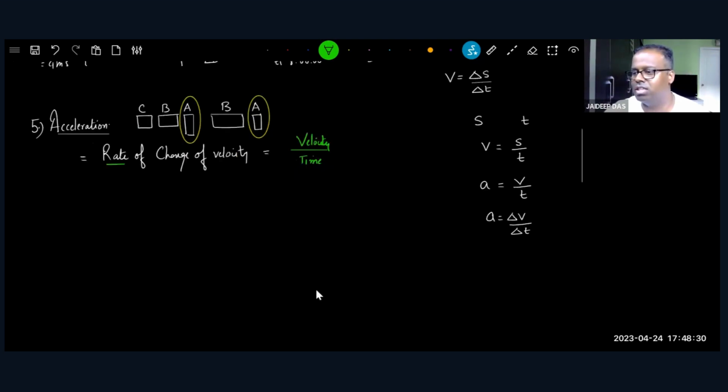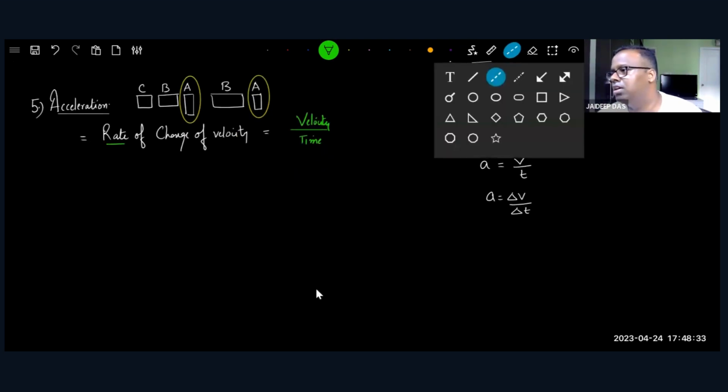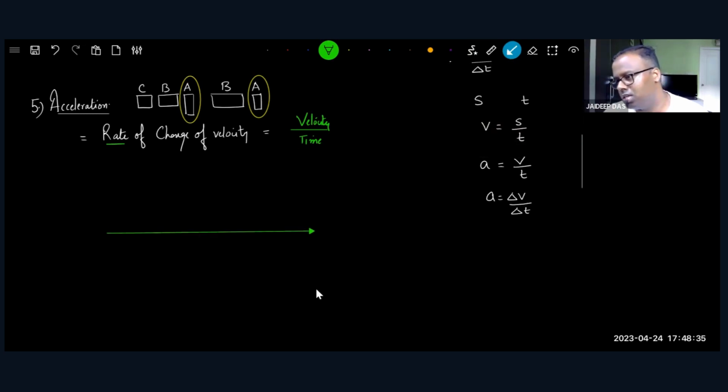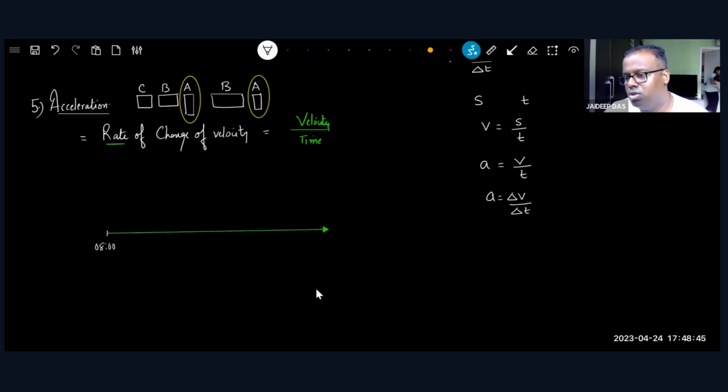Now let us understand this. To understand this, we'll again take a nice little example. Let's say this is the time axis, and our measurements are starting from 8:00:00. Thereafter we are moving 1 second each. So this is 1 second, 2 seconds, 3 seconds, 4 seconds, 5 seconds, and let's say this is 6 seconds, which will be 8:00:06. Everyone has understood this, right?